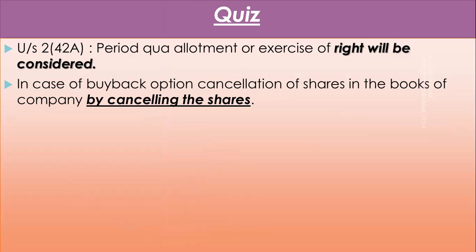In case of a buyback option, there would be a cancellation of shares. There won't be a capital gain in the case of the company, but his capital would be reduced by the amount for which he made a buyback.